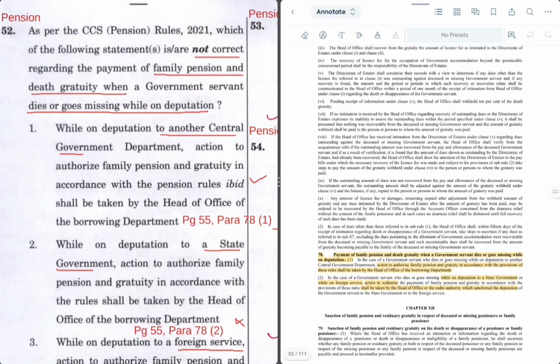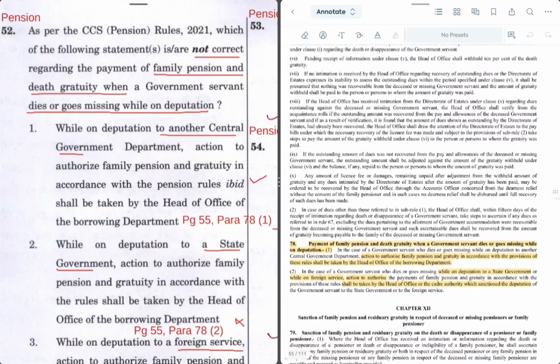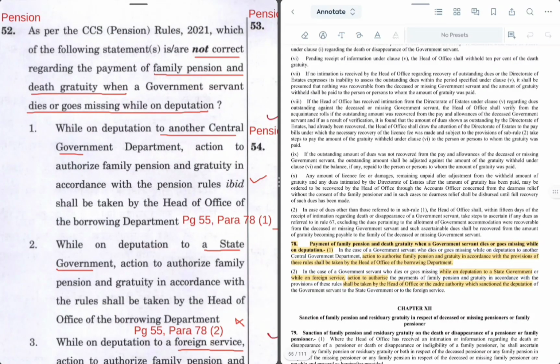So now we are having pension rules 2020-21 on right side. So let's read statement 1. Statement 1 says, while on deputation to another central government department, action to authorize family pension and gratuity in accordance with the pension rules ibid shall be taken by head of office of the borrowing department. So yes, this is true. Head of office of the borrowing department as per para 78 subpara 1. This is true.